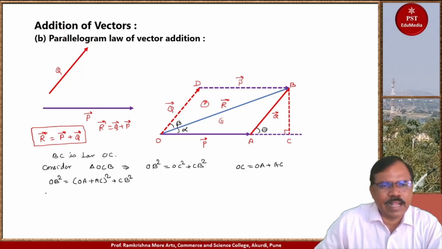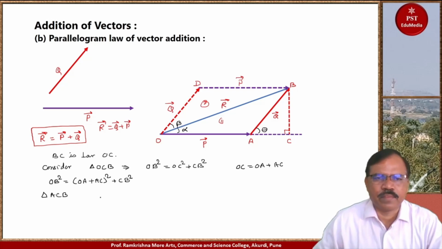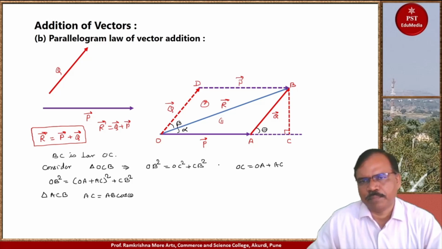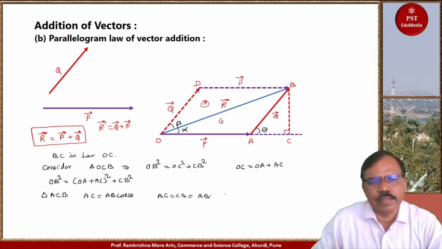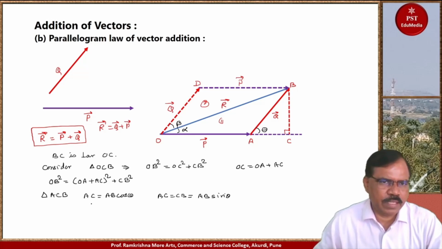Now see here, if we take triangle ACB, this is a right angle triangle. This angle is theta. So here we get AC is equal to AB cos theta. For this right angle triangle ACB, we get AC is equal to AB cos theta, because cos theta is AC upon AB. And CB is equal to AB sin theta. I am using simply geometry. AB sin theta.